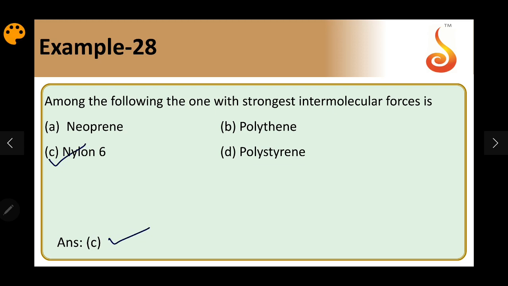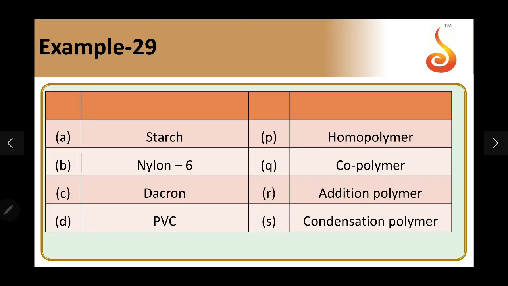Question number 29. So it is a matrix match. So we can try to match here. Starch. Starch is a condensation polymer of alpha-D-glucose units. So throughout the structure you have only alpha-D-glucose units. So it can be mapped to homopolymer and condensation polymer. So it should be P and S.